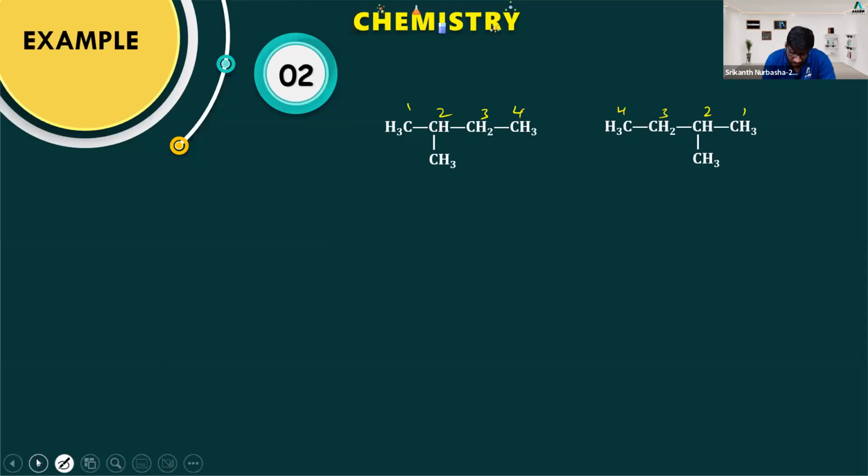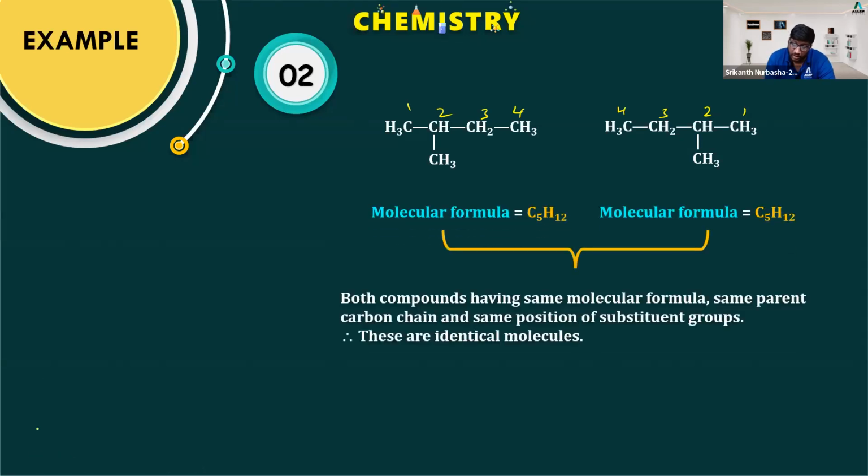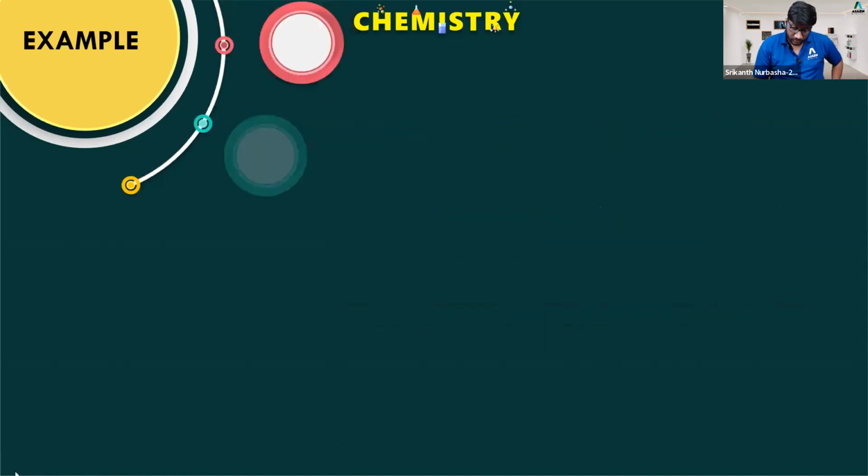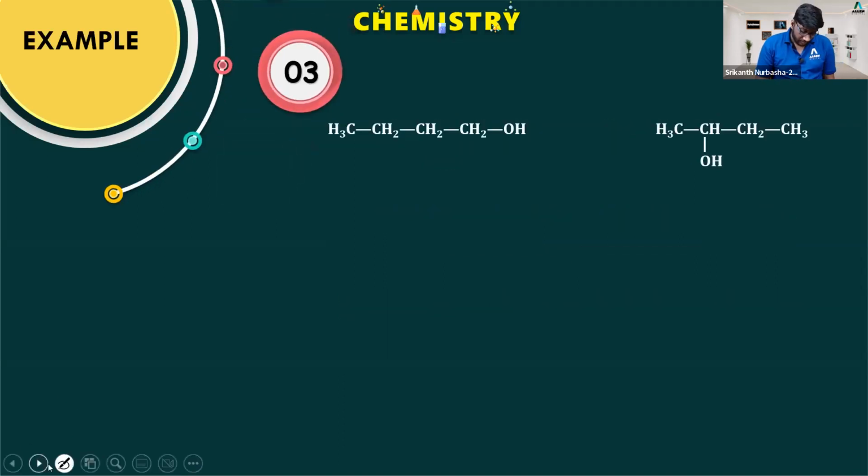Understand this point carefully. The molecular formula is C5H12. If you figure out the names, this is also 2-methyl butane, and this is also 2-methyl butane. If there is positional isomerism, chain isomerism, or any kind of structural isomerism, there should be a change in the name. Structural isomers mean the same molecular formula, with a difference in the name. So these are identical because they are the same.